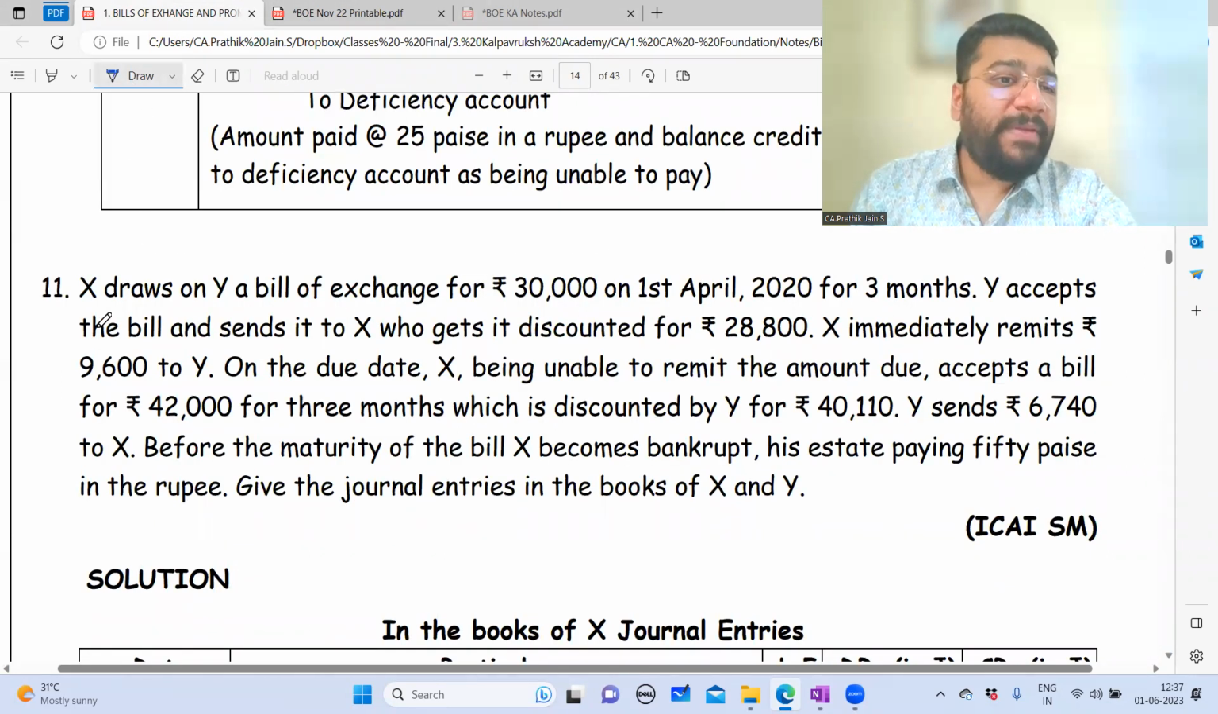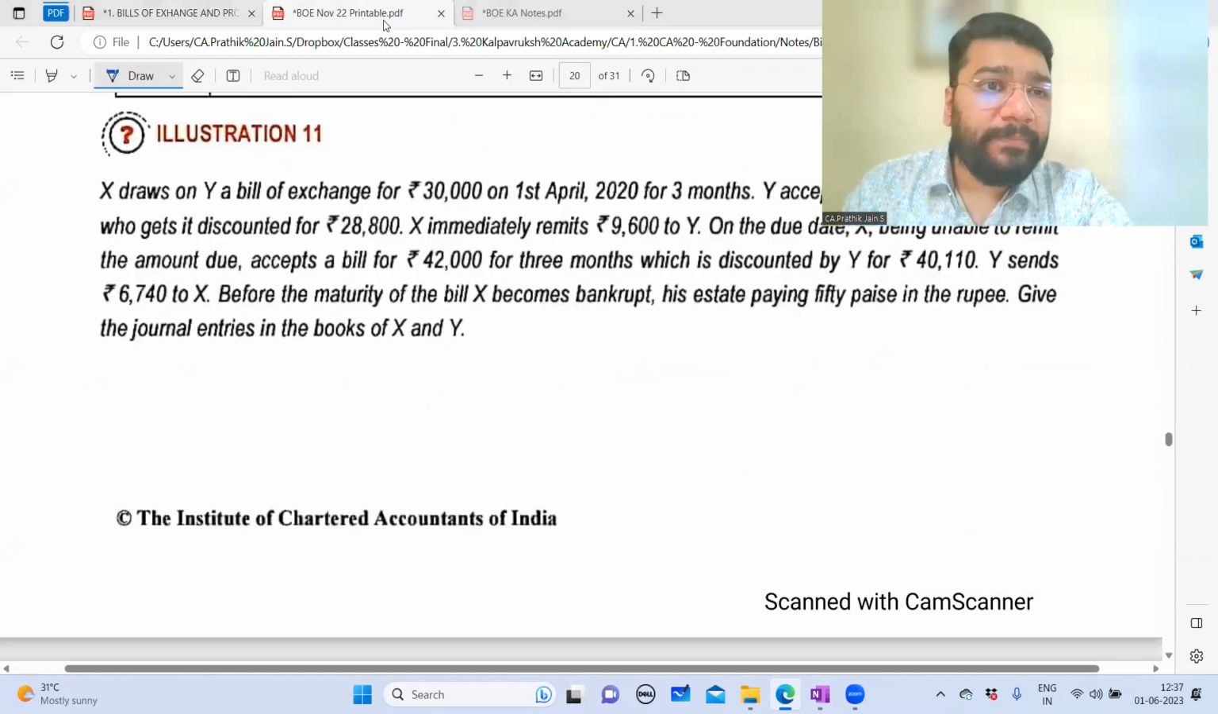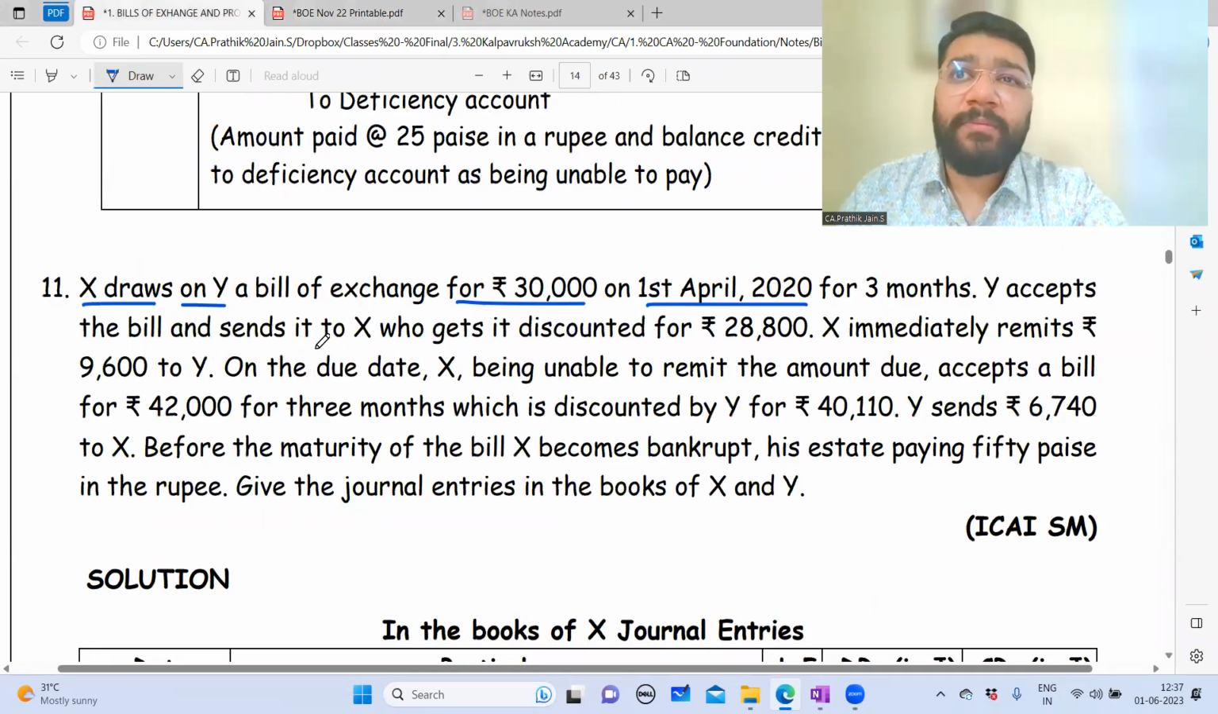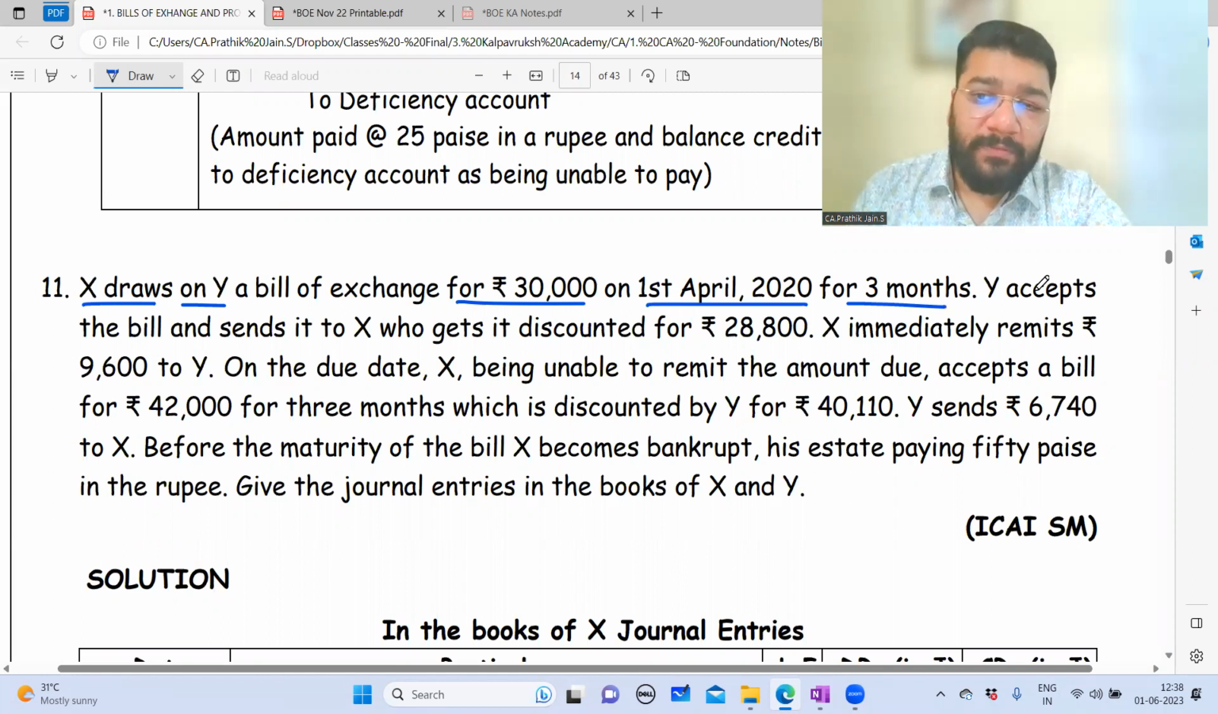Now, guys, illustration 11, ICAI study module, says that X draws a bill of exchange on Y for 30,000 rupees on 1st April 2020. Are the dates matching with your textbooks? Question matching? Okay. So X draws on Y a bill of exchange for 30,000 on 1st April 2020 for 3 months. So guys, who is drawing the bill on whom? X is drawing on Y. X is the drawer, Y is the acceptor. What is the bill value? 30,000. What is the credit period? 3 months. Very good. Y accepts the bill and sends it to X, who gets it discounted for 28,800.